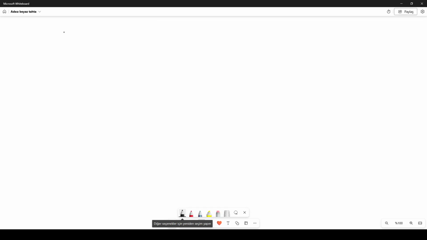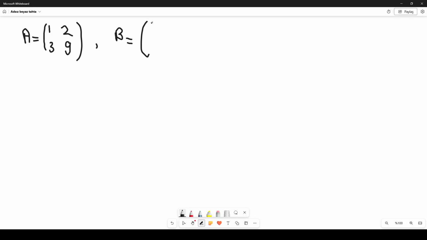So, here is the thing. For the sake of simplicity, I choose matrices of size 2 by 2. Say I have a matrix 1, 2, and 3, 9. So this is a 2 by 2 matrix, right? Let A be this given matrix. And let's give another matrix, B, equal to 3, 9, and 1, 2. And we know how to compute the determinant of a 2 by 2 matrix.